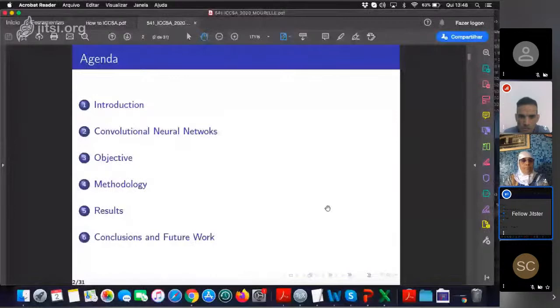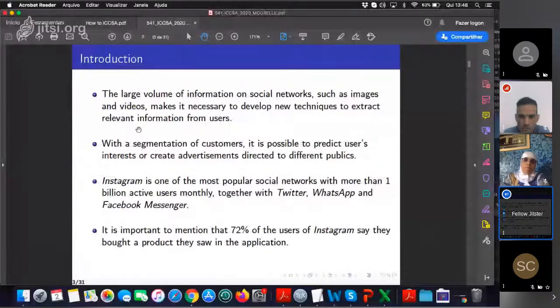Well, the aim of this work is to address social networks. And in this case, these social networks provide a large volume of information, such as images and videos, making it necessary to develop new techniques to extract relevant information from the users themselves. And with segmentation of customers, it's possible to predict users' interests or create advertisements directed to different publics.